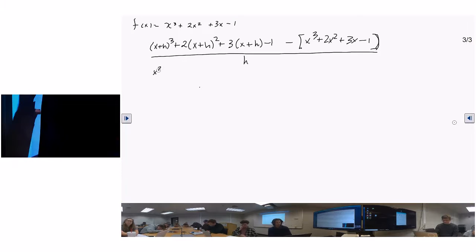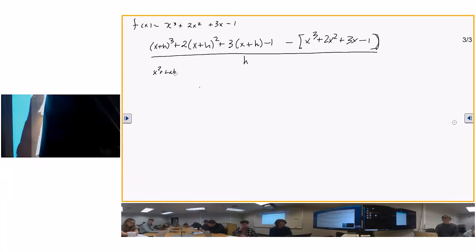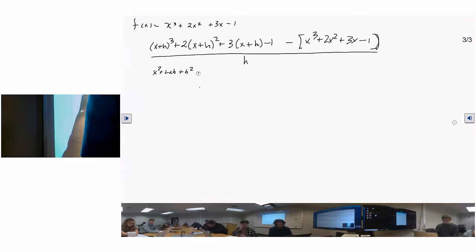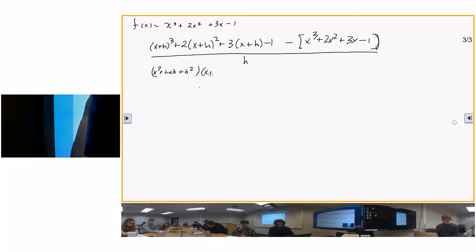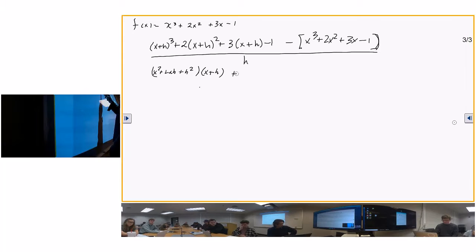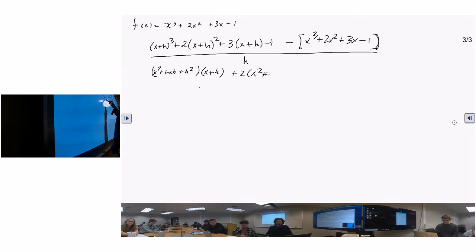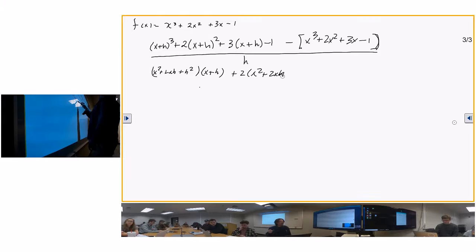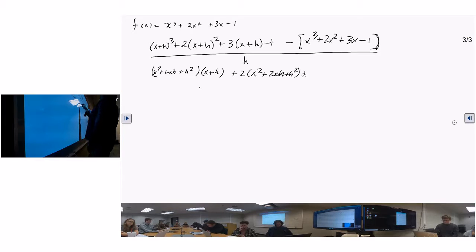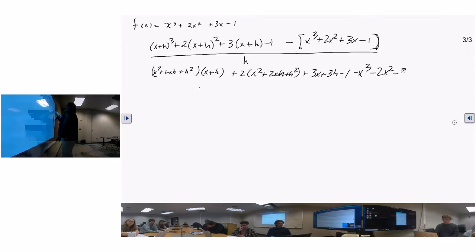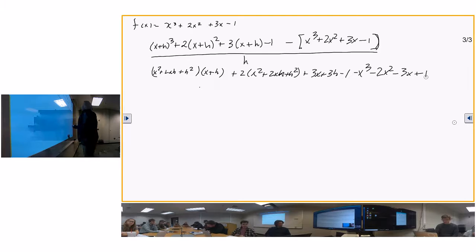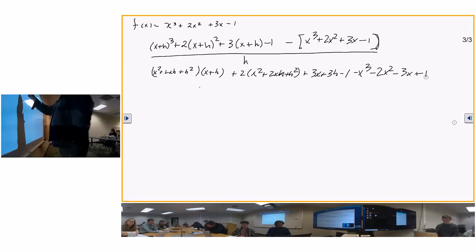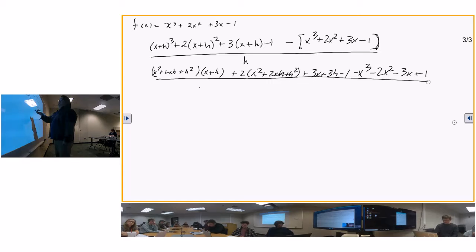x squared plus 2xh plus h squared times x plus h, plus 2 times x squared plus 2xh plus h squared, plus 3x plus 3h minus 1 minus x cubed minus 2x squared minus 3x plus 1, all over h. All right, get to work.